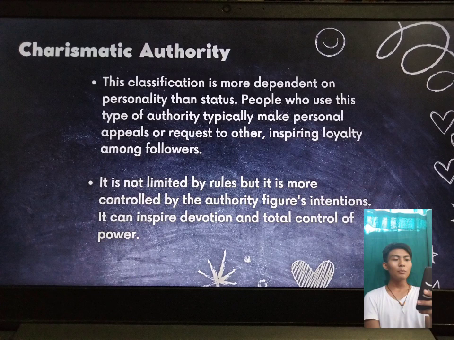Charismatic authority. The classification is more dependent on personality than status. People who use this type of authority typically make personal appeals or requests to others, inspiring loyalty among followers. It is not limited by rules, but it is more controlled by the authority figures, not institutions. It can inspire devotion and total control of power.